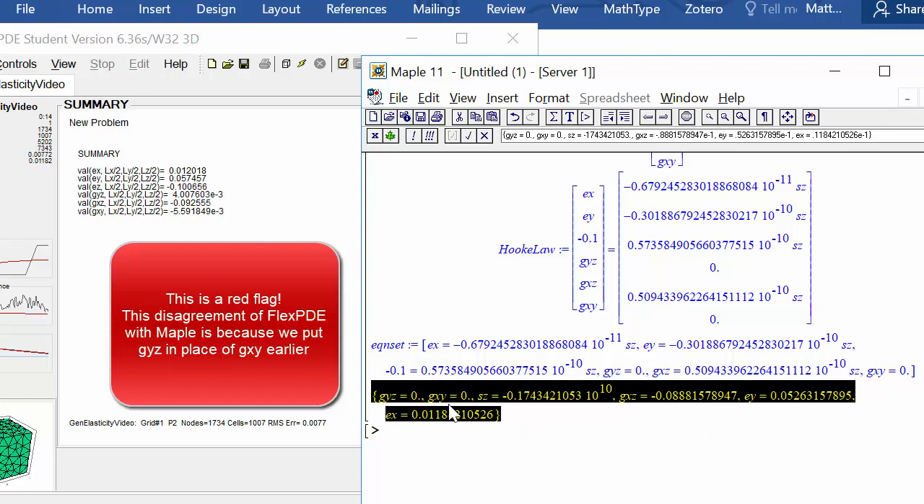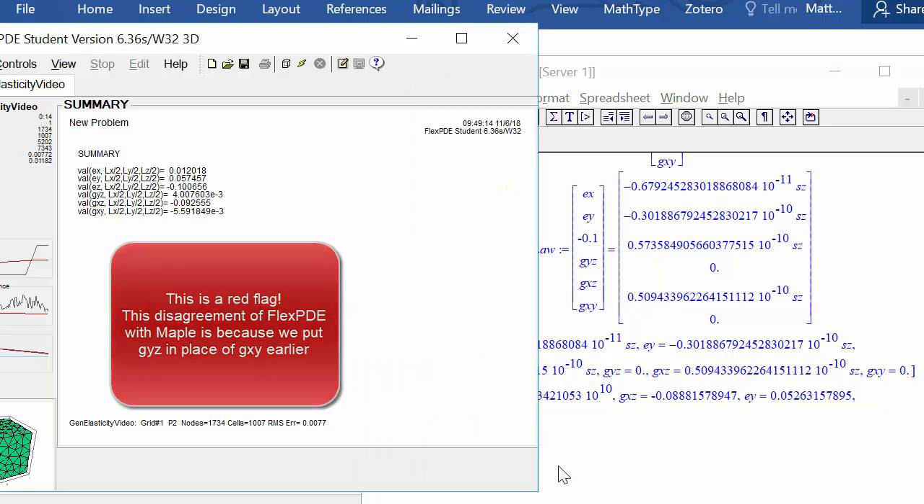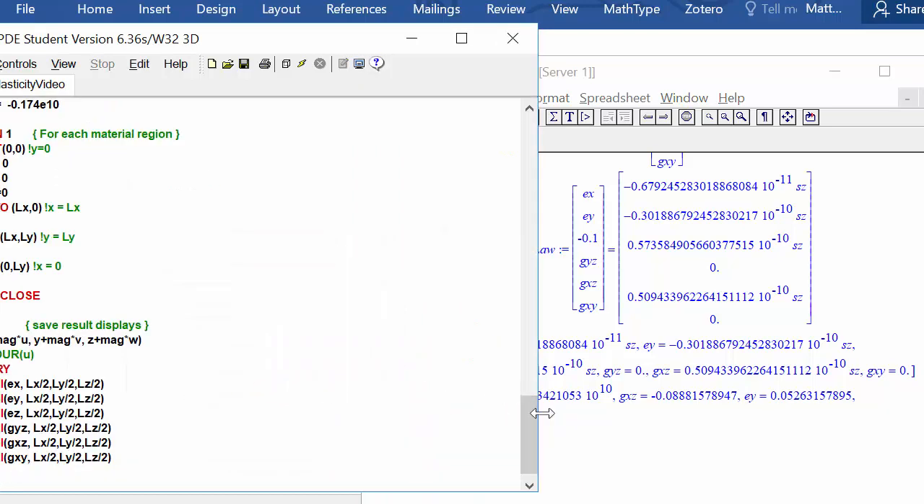Was everything larger in magnitude? Yeah, things were generally larger in Flex than they were in Maple. Neat.